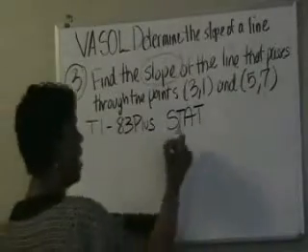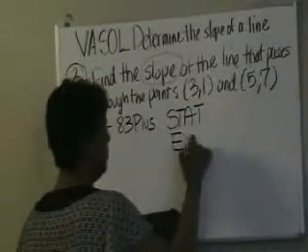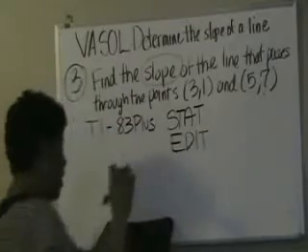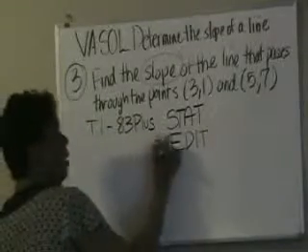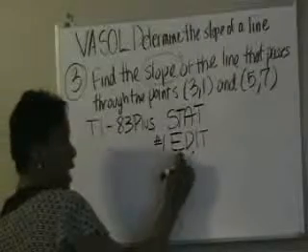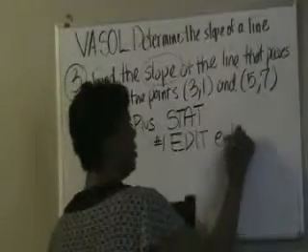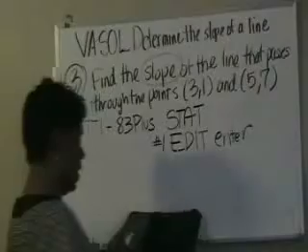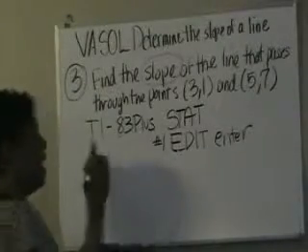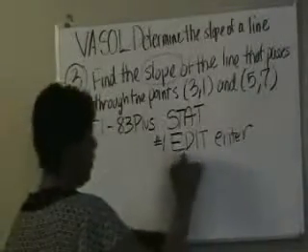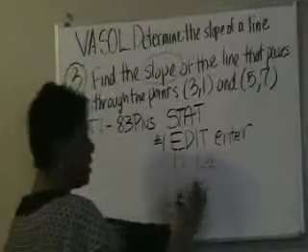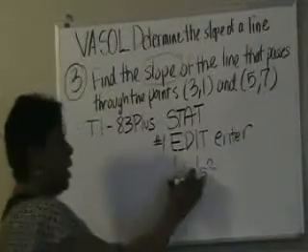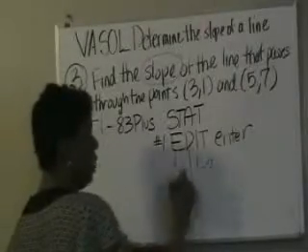It's going to come up with some options. It's going to come up with edit, and then beside it, it's going to have calc and test. You're going to select number 1, which is edit, and then you're going to hit enter, which is down at the bottom. It's going to come up with a list, L1, and it's going to say L2. It has to have this listing. It can't start at L3 or L4 or it won't work, okay?